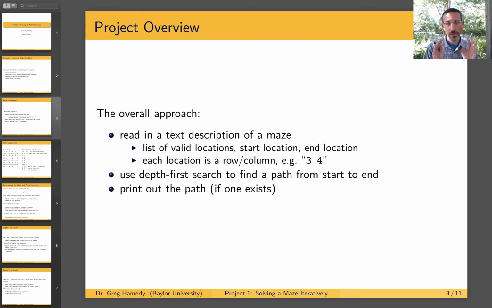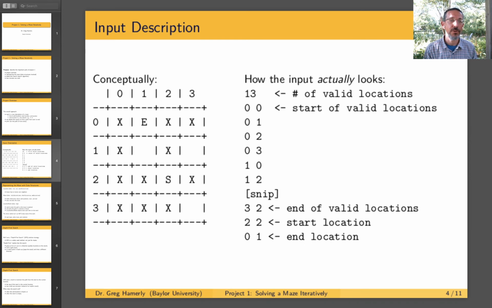The overall idea here is that we're going to solve a two-dimensional maze by reading in a textual description of the maze. And the textual description has a list of valid locations, also a start location, also an end location. Every location is a pair of row and column, such as 3, 4, okay? And then we're going to use depth-first search, or DFS, to find a path, if it exists, from the start location to the end location. And then if we found a solution, then we print that solution.